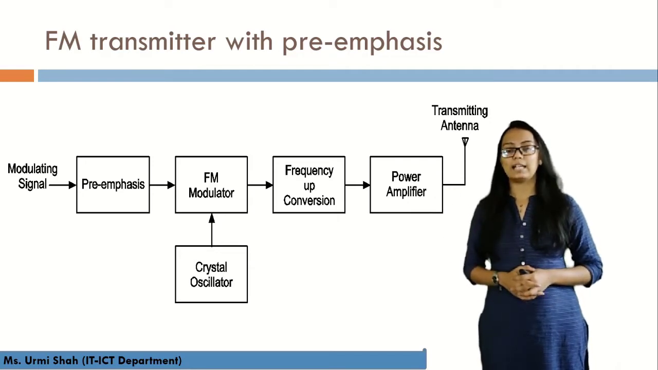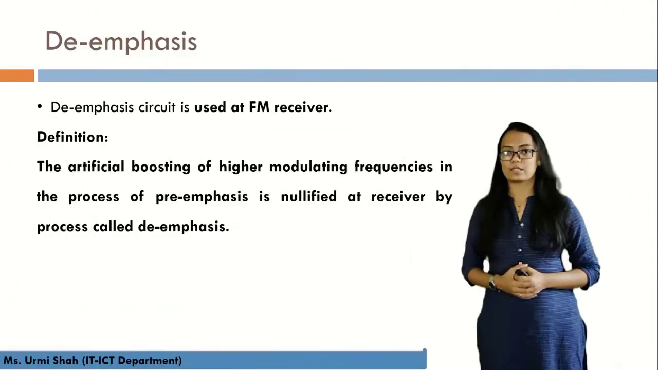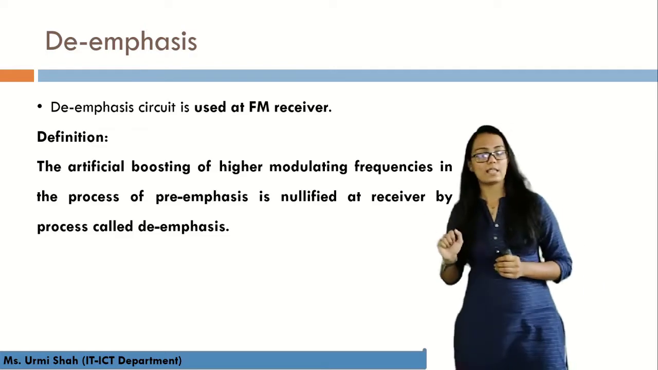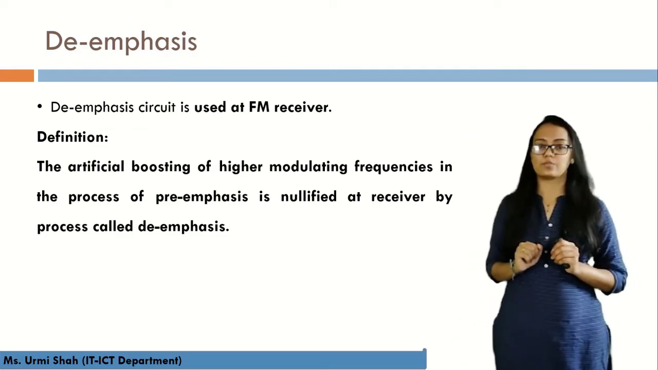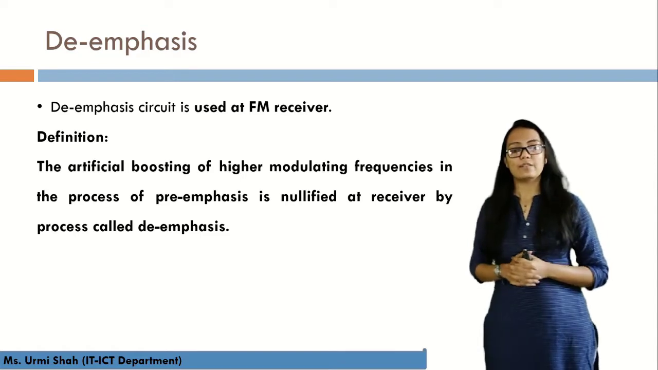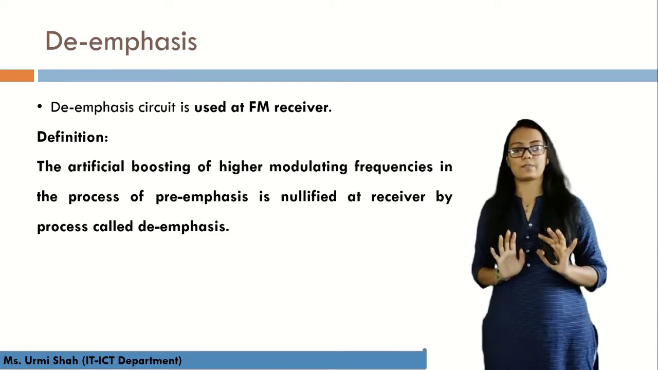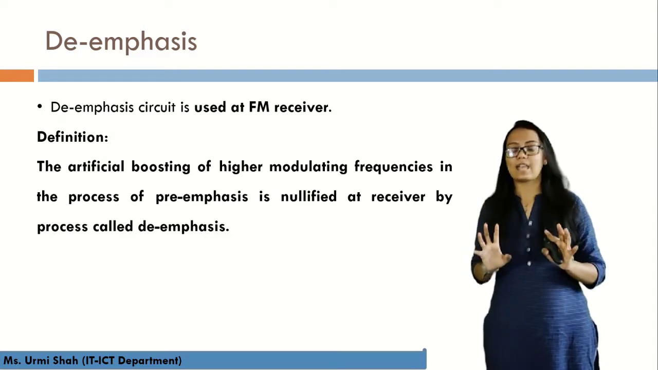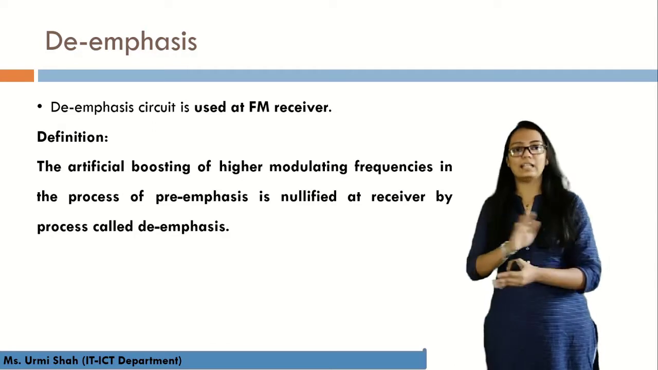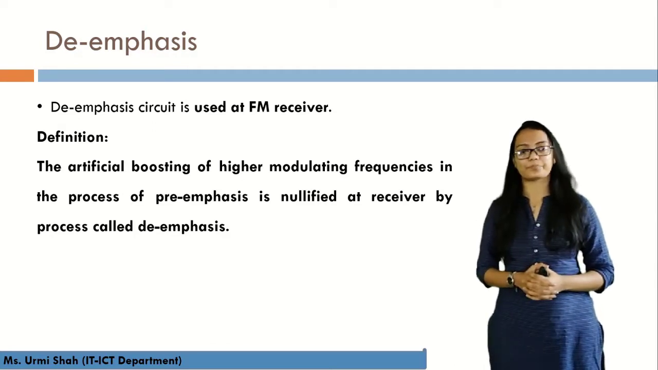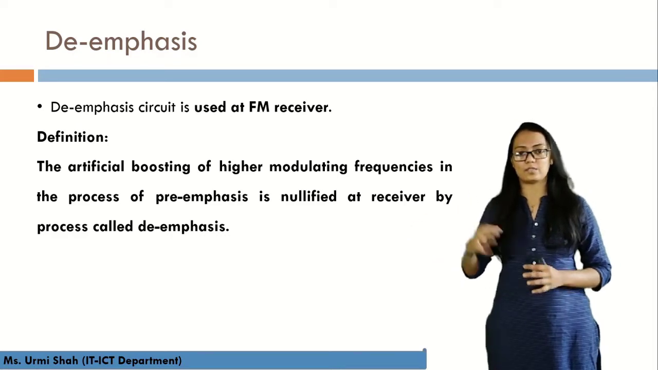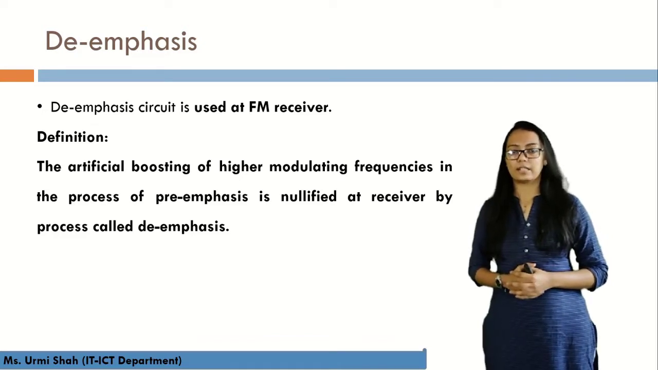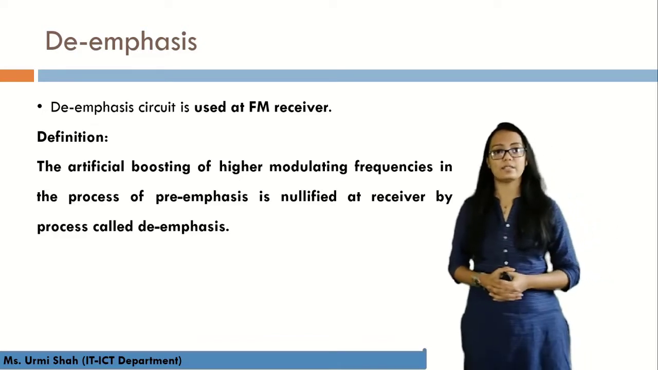So now moving ahead, let's understand how the de-emphasis will work. We have become familiar with pre-emphasis now. Now let's understand how the de-emphasis process works. Basically, de-emphasis is the opposite of pre-emphasis. Before understanding any definition, the simplest way of understanding de-emphasis is that it is exactly the reverse of pre-emphasis. Pre-emphasis was at the transmitter end, de-emphasis is at the receiver end. So the de-emphasis circuit is basically kept at the FM receiver side.